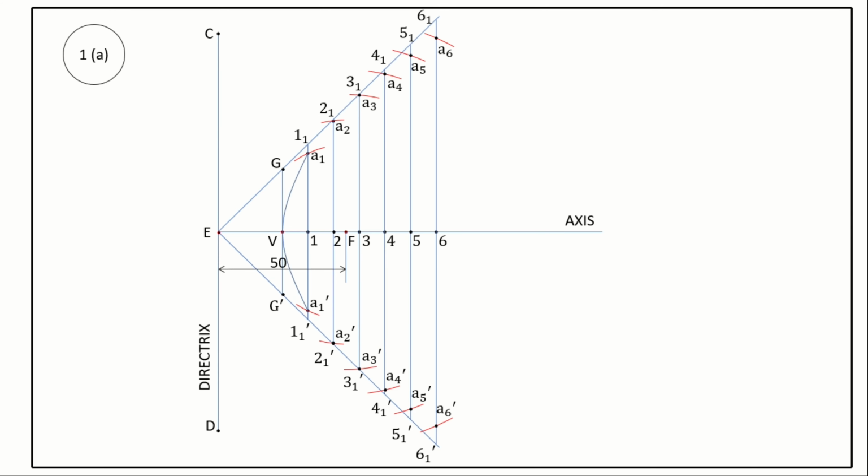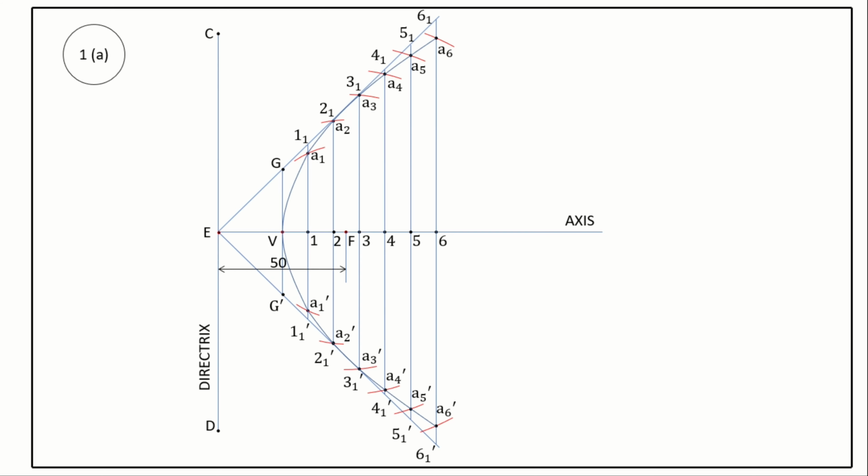So I am joining here A1 dash, V and A1. Then I am joining A1, A2, A3, A4, A5 and A6 using thin lines using 2H pencil. Again I am joining here A1 dash, A2 dash, A3 dash, A4 dash, A5 dash and A6 dash. This is the answer. So the curve is drawn.